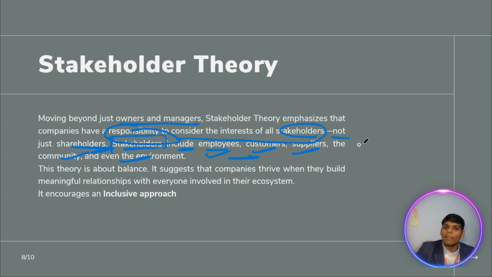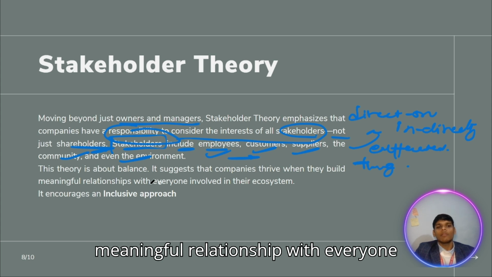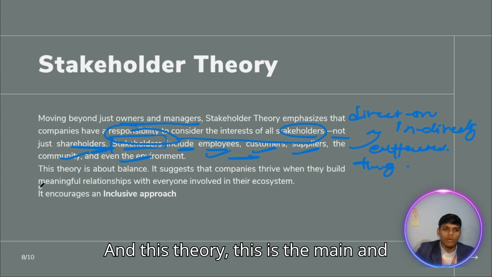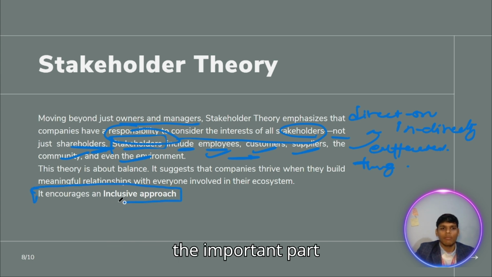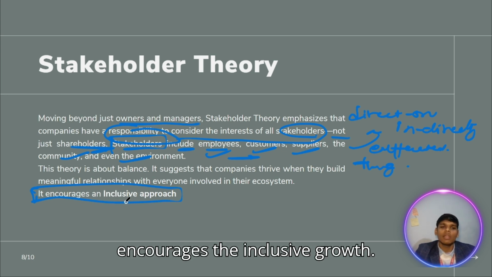What it means is that a stakeholder could be any directly or indirectly affected thing. The theory is about balance. It suggests that companies thrive when they build meaningful relationships with everyone involved in their ecosystem. And this theory, this is the main and the important part: the stakeholder theory encourages inclusive growth.